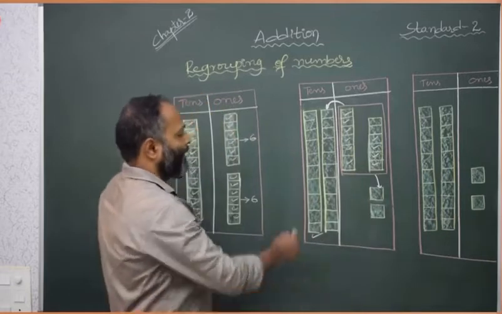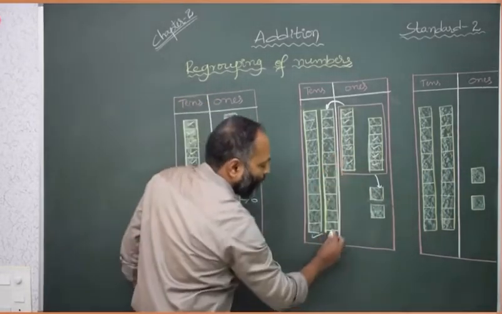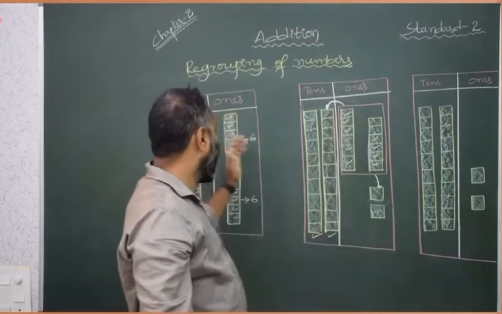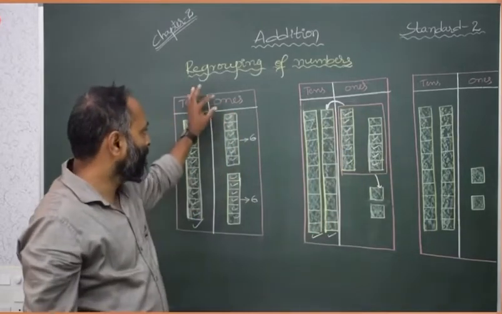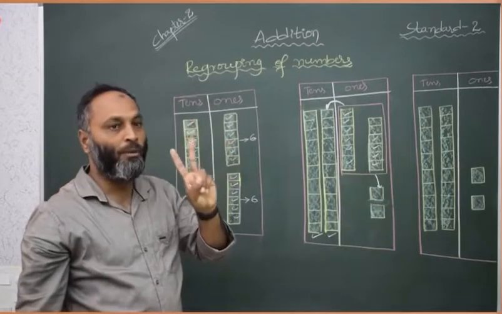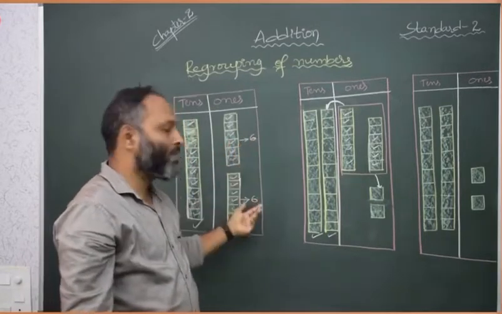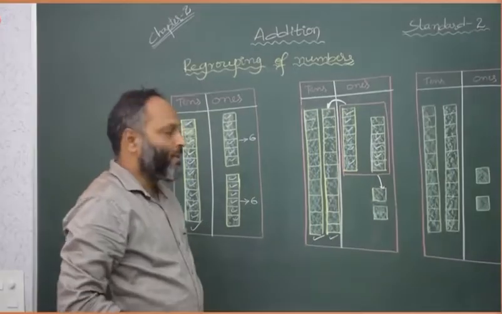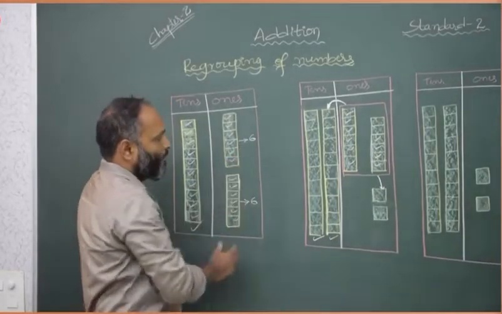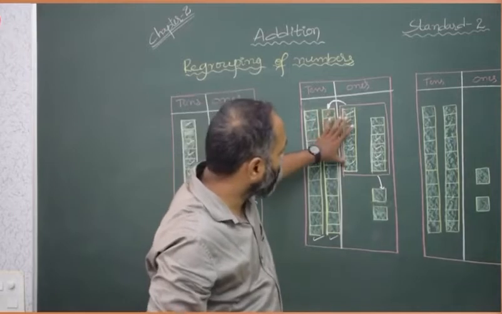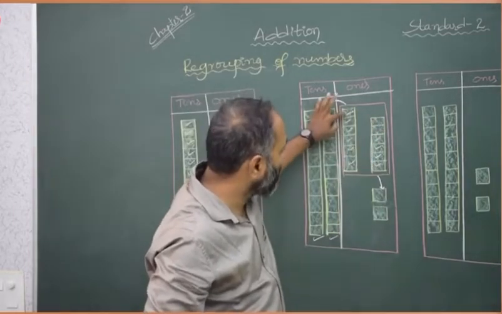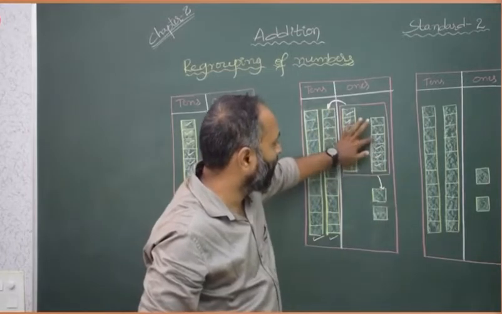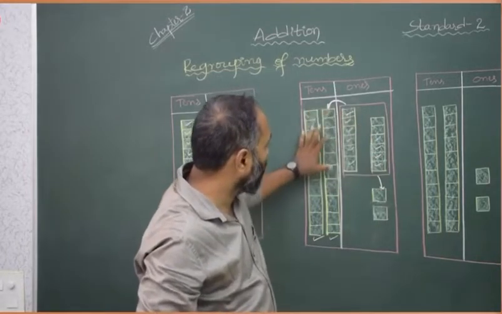So now this is already there, then one more 10 block we prepare. How? By adding the ones place. In the ones place we have 6 and 6, which makes 12. These are the 12 blocks. In these 12 blocks, 1, 2, 3, 4, 5, 6, 7, 8, 9, 10, these 10 blocks we make into one more block in tens.